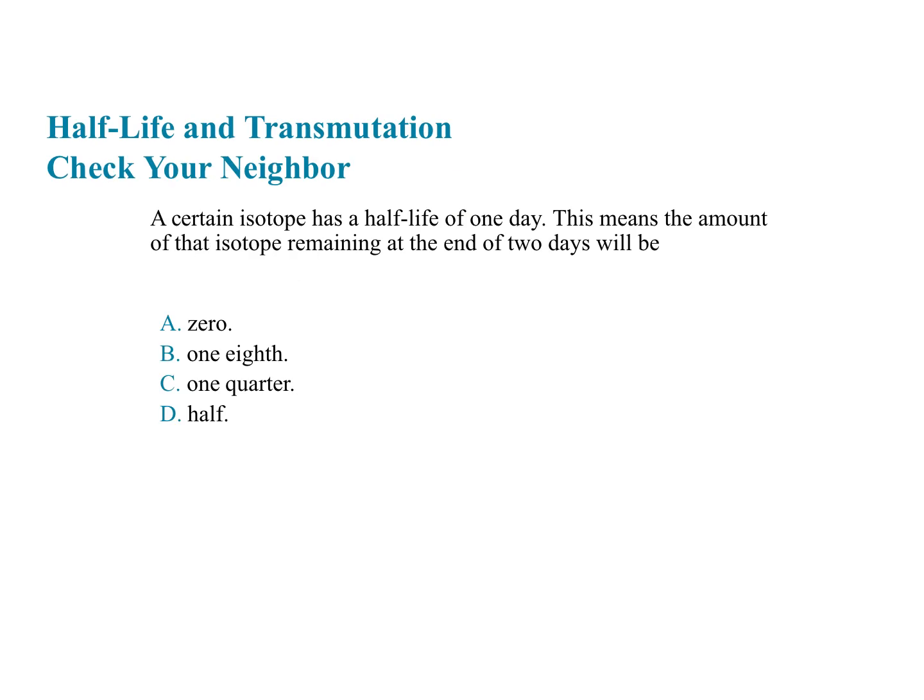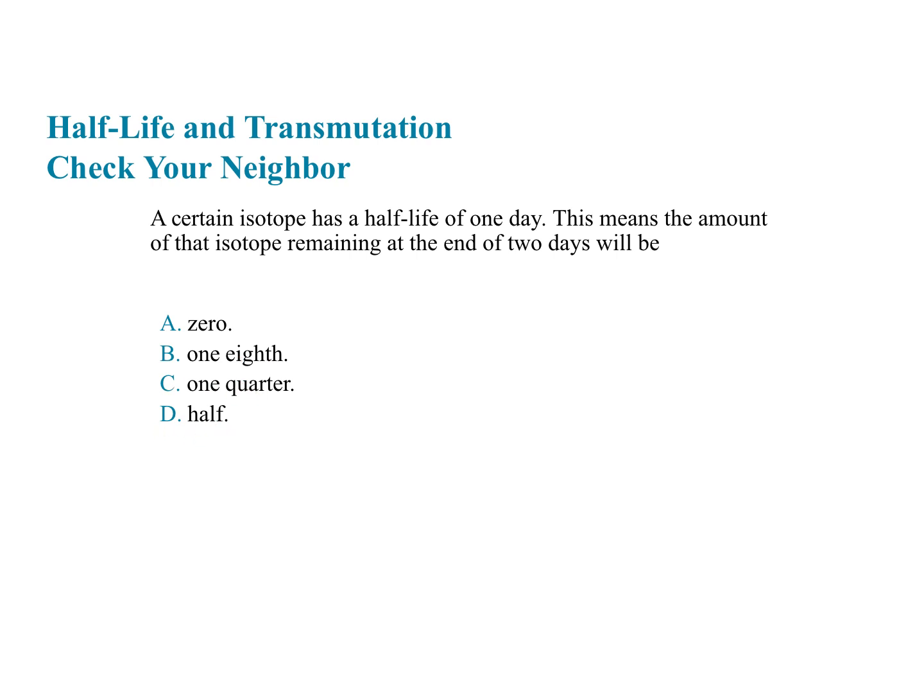So let's look at one of these little check our understanding quizzes. We have a certain isotope that has a half-life of 1 day. So it takes 1 day for half of the material to decay. What will be the amount of the original material remaining at the end of 2 days? Your possible options are 0, 1/8, 1/4, or 1/2.